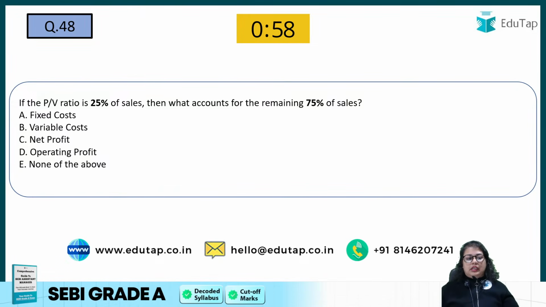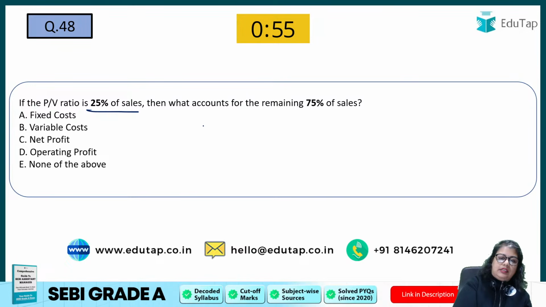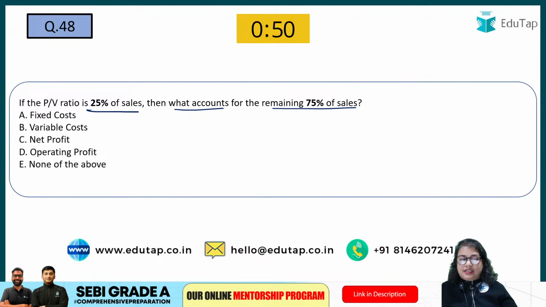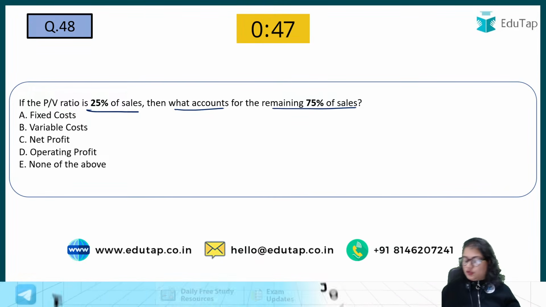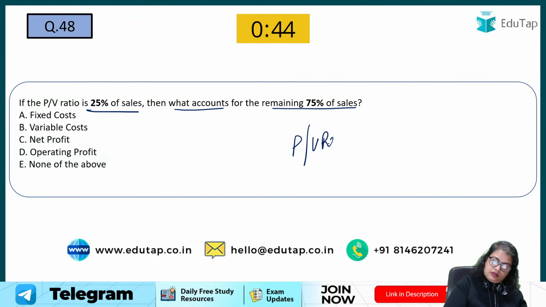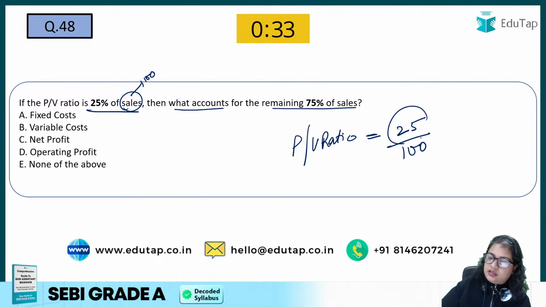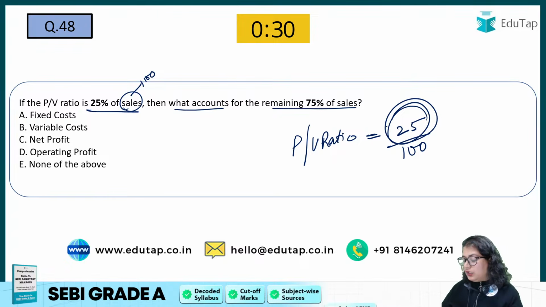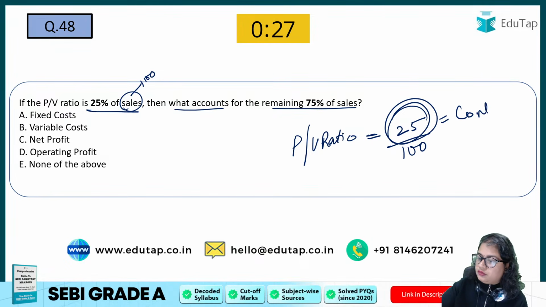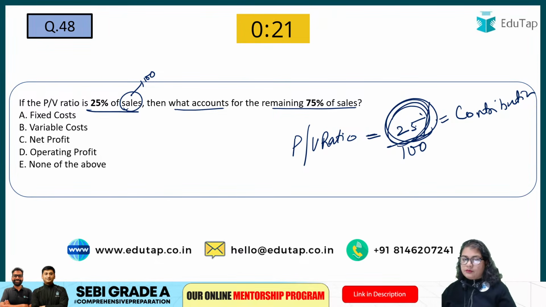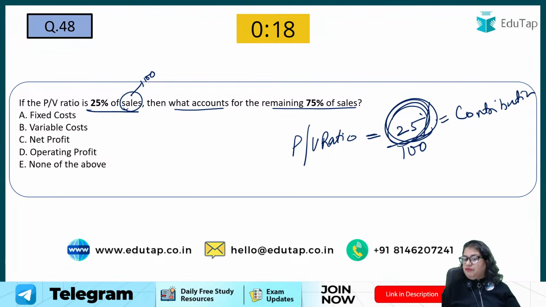Question number 48. If the PV ratio is 25% of sales, then what accounts for the remaining 75% of sales? Now it says the PV ratio is 25% of sales. So can I say PV ratio is equal to 25% of sales. Let the sales be 100. So it is 100. So can I say this numerator is denoted by what? It is denoted by contribution. So can I say this contribution is 25%? Can I say this? So what accounts for the 75% of sales?